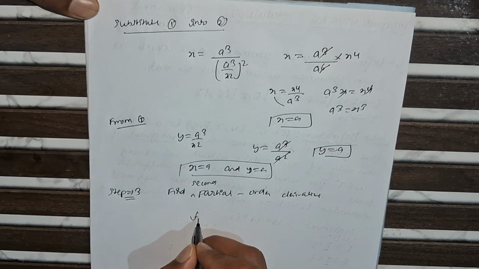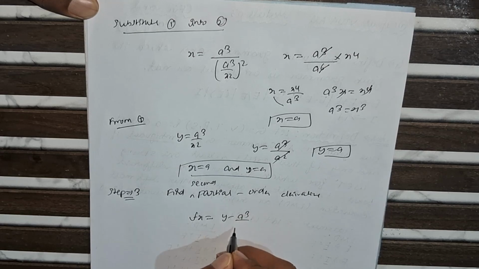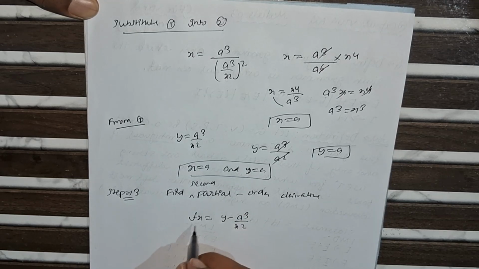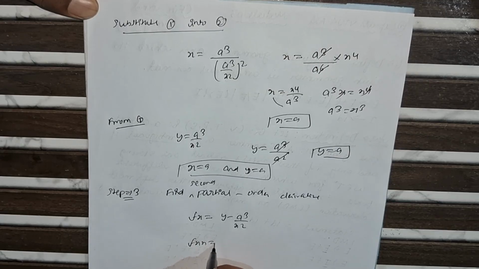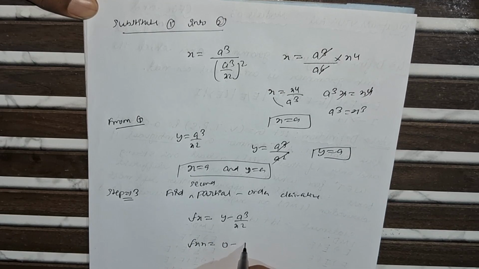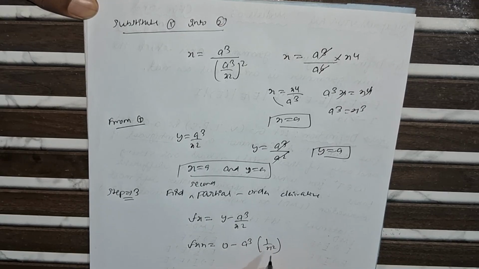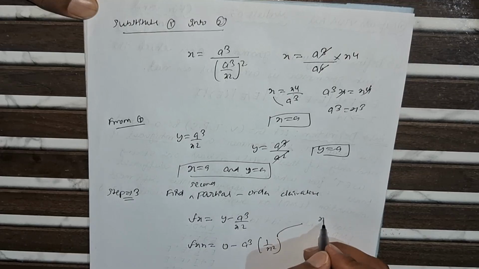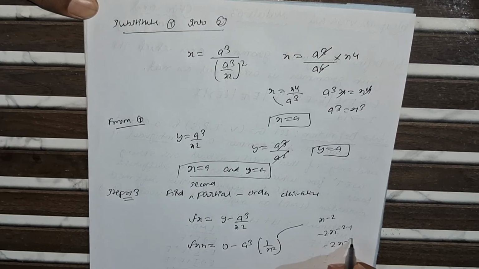So what is the first derivative, f_x equals y minus a³/x². Now what is the second derivative of x, which is f_xx equals, this has no extra x, so it becomes 0 minus, we can take a³y outside, it becomes 1 by x². Like that we have to differentiate again, x to the power minus 2, which is minus 2 x to the power minus 2 minus 1. It becomes minus 2 into x to the power minus 3. So this becomes minus 2 by x³.